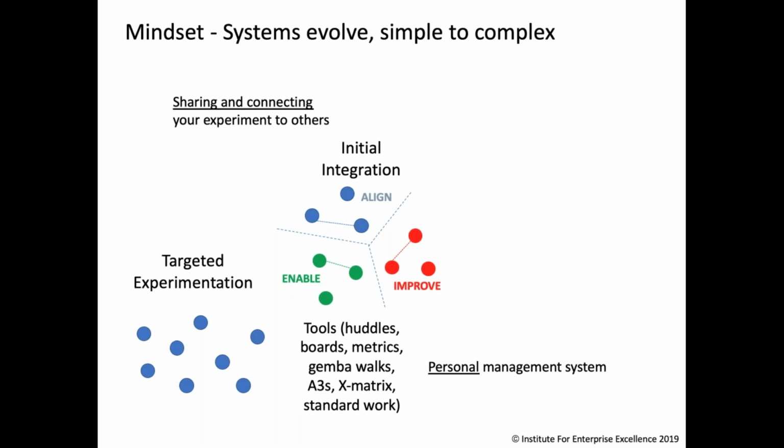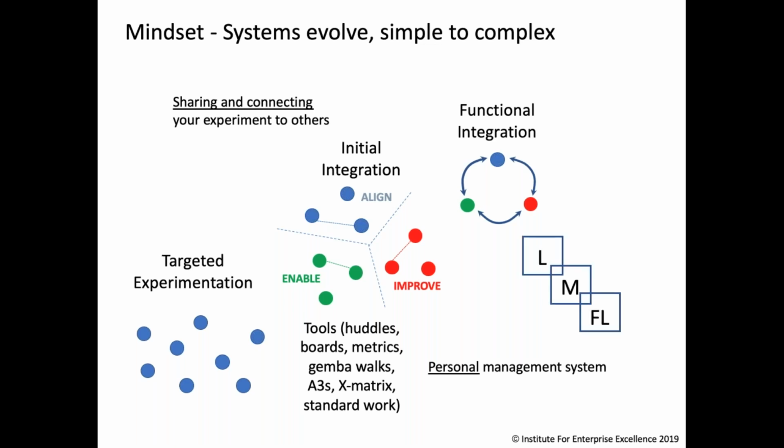And you're sharing your personal management system with each other, and you're sharing with your boss or your peers. Here's what I'm doing to try to align my work and focus my work for the time period, and you're starting to share that with each other. And then you're going to start to see some functional integration, how you can see between leaders and managers the work that they're doing, between strategy and managing for daily improvement.